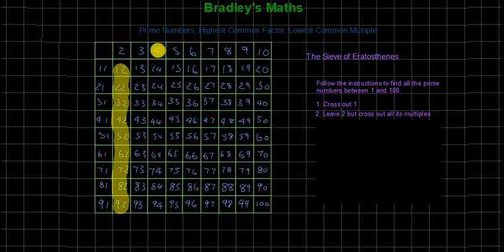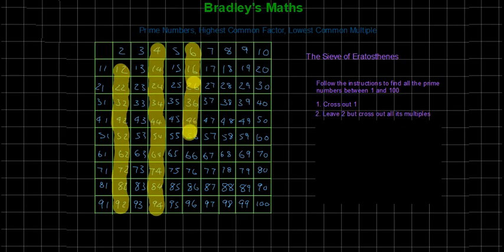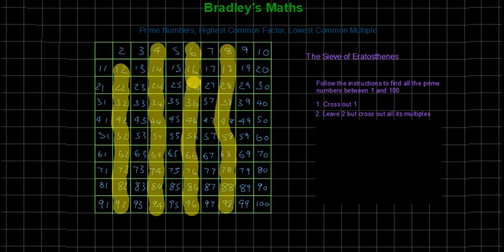4, 14, 24, 34, 44, 54, 64, 74, 84, 94, all even numbers. The same with the 6s, all even numbers. There they go. The same with the 8s. And the same with the tens. There they are, all gone.